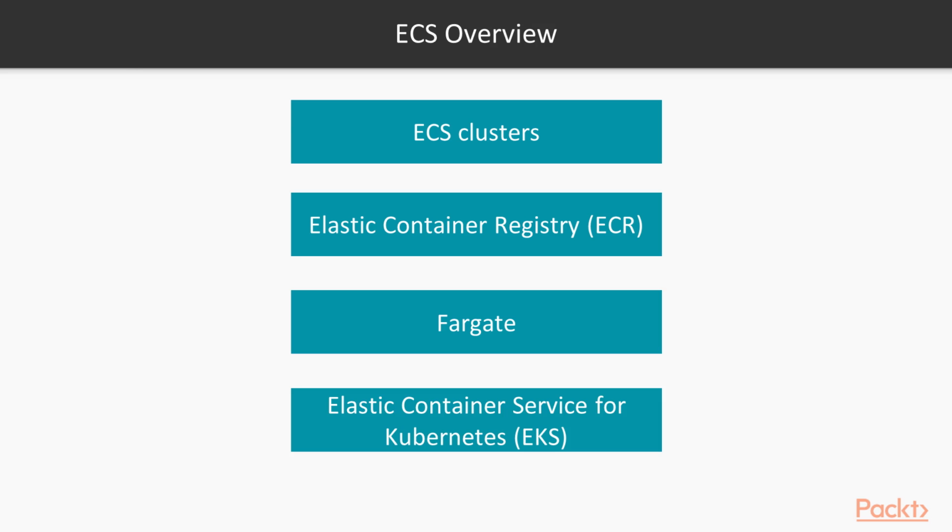And finally, Elastic Container Service for Kubernetes. Kubernetes is an open-source container orchestration system for automating application deployment, scaling, and management. It was originally designed by Google and has been widely adopted so far. So EKS is an AWS managed service that makes it easy for you to use Kubernetes on AWS without needing to install and operate your own Kubernetes control plane.